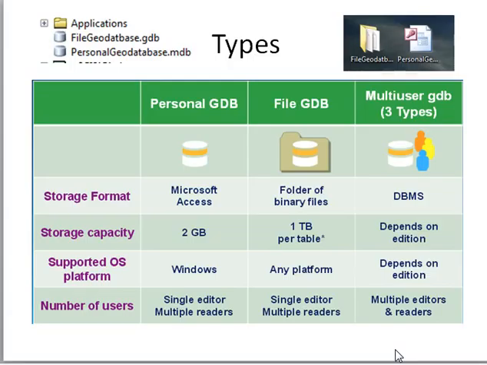So here's the nice little diagram showing the different capacities. A personal geodatabase can hold a maximum of 2 gigabytes. For a lot of the price projects, 2 gigabytes is fine. But once we start working with a lot of raster data or LiDAR data, 2 gigabytes is not enough anymore. And the file geodatabase lets you hold 1 terabyte per table. So these can be really big.